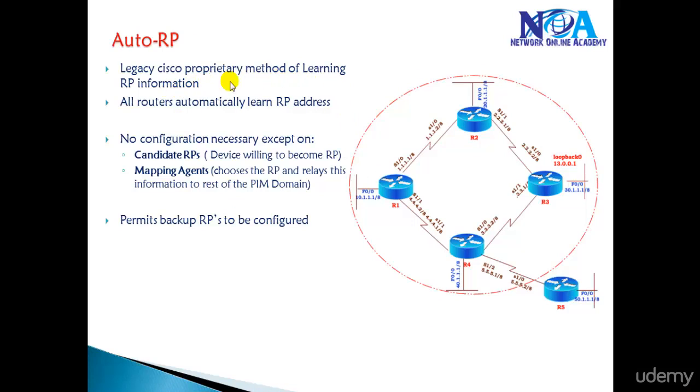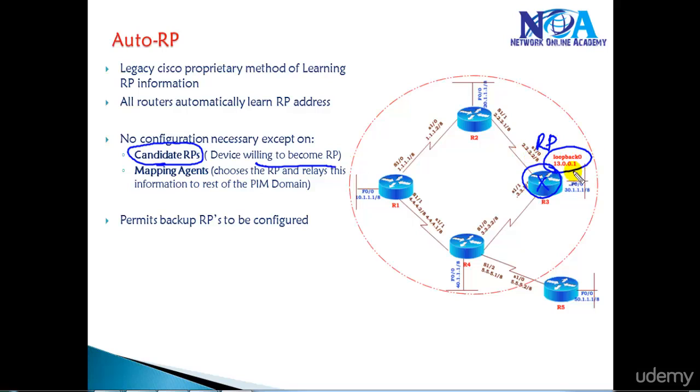Now AutoRP is a method of providing the information about the RP to all the remaining routers. So all the routers are going to learn about the RP information automatically. There are two different devices or roles which make this possible: one is the candidate RP and the other is the mapping agent. In this setup we need to configure any one router as an RP. Let's take an example. I'm going to configure router 3 as an RP, and that will be referred to as the candidate RP.